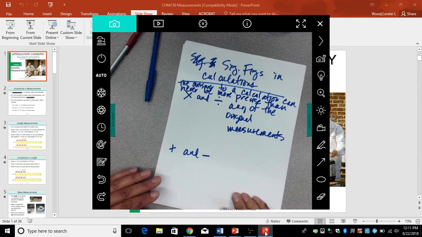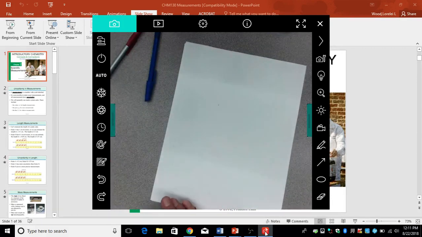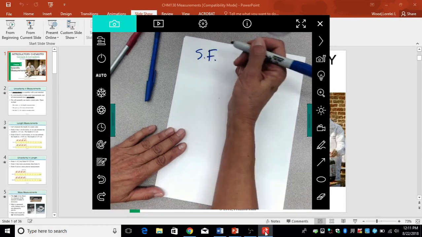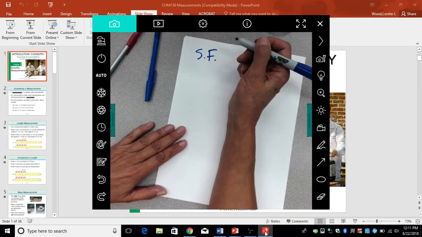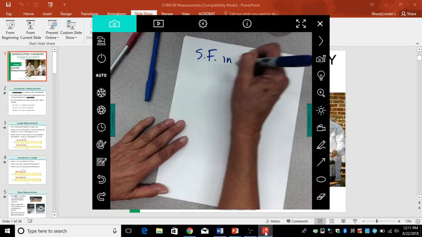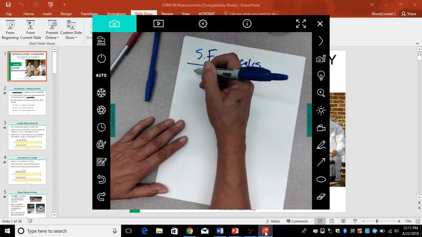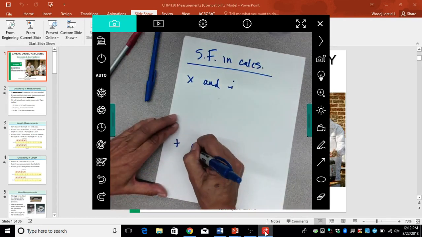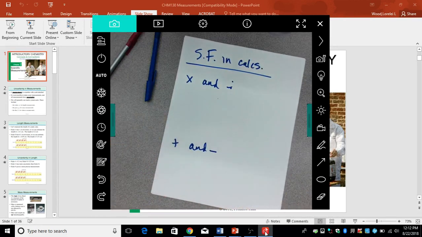So there's the definition I want you to make sure you have. Sig figs and calculations. The overriding rule is that your answer to a calculation can never be more precise than any of the original measurements. That's the overriding rule. So we have a set of rules for multiply and divide, and a different set of rules for add and subtract. But the reason we do this is because the answer to a calculation can never be more precise than any of the original measurements. All right, so say, for example, multiply and divide.